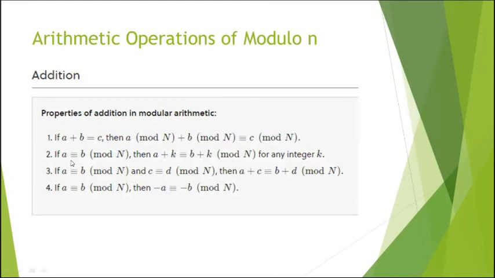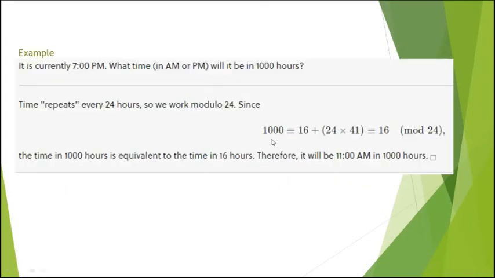Okay? If A is congruent to B mod n, then A plus K is congruent to B plus K mod n for any integer K, no? So, dito, paano nakuha yung 24 times 41? We're going to multiply 24 times 41, that gives us 984. Kasi pag 24 times 42, that is more than 1,000 na po yun. So, hindi na siya pwede. Kailangan po natin yung may remainder. So, 24 times 41, that is 984. 984 plus 16, the answer is 1,000.